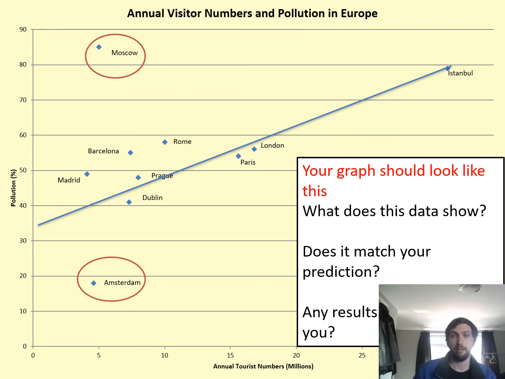Now the 2 that are now in the nice neat red circles, Moscow and Amsterdam, they are far away from everything else, and therefore I've not included them in my line of best fit. They are what we'd know as anomalies, in that they stick out. They don't seem to match the trend of the rest of the data for whatever reason. So what I'd like to consider now is, what does this data show? Does it match your predictions or not? And which of these results surprise you? Does it match those that you think would or would not? So pause the video now and have a go at answering those questions.